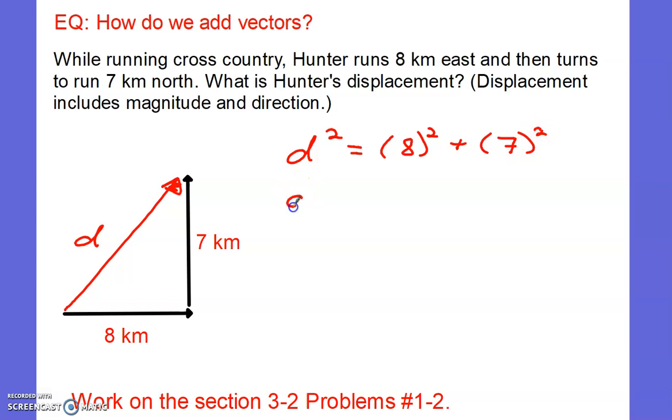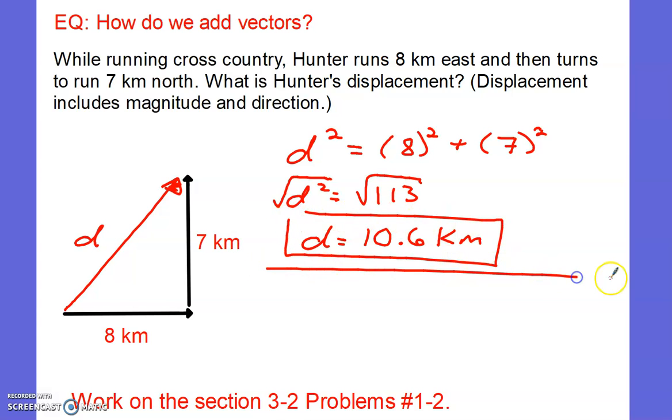If I put that in my calculator, I get 8 squared is 64, plus 7 squared, which is 49, and I get 113. But that is not my final answer, because that's my answer squared. I have to take the square root of both sides. I therefore get my magnitude comes out to be 10.6. Now the units of your answer are going to be the same as the units of either side. So because these sides are kilometers, my hypotenuse will also be kilometers.